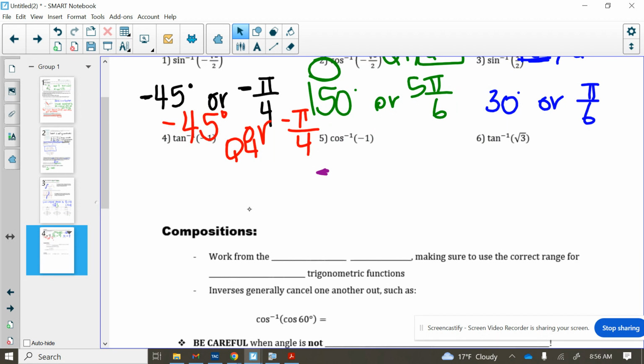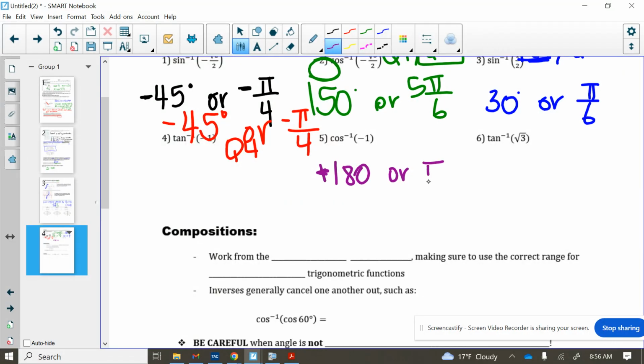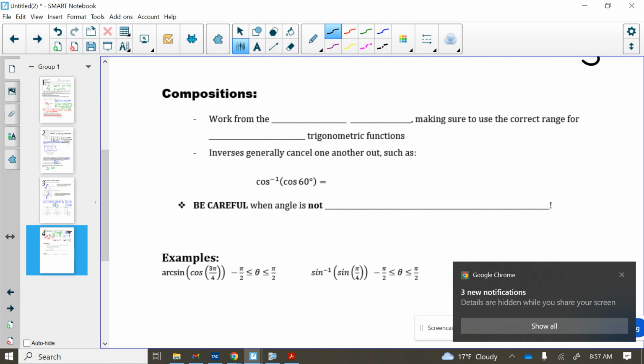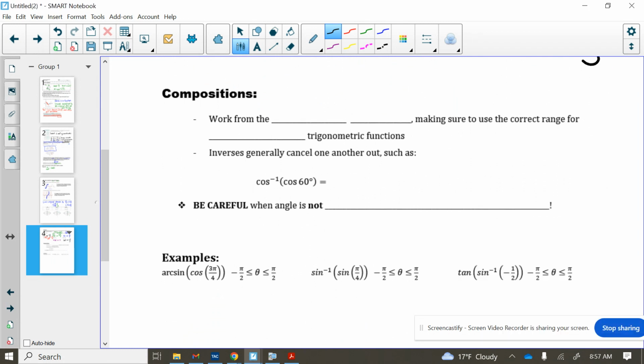Because we have an x value, so positive 180 degrees or positive pi. We have that there. And then tangent, our last one here, is going to be square root of 3 at 60 degrees or pi over 3. Sorry, not pi over 6, pi over 3. Convert. All right, now sometimes you're going to see more than one of these happening.